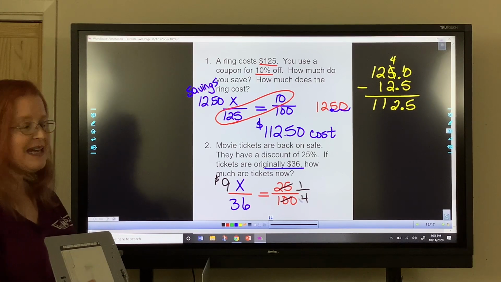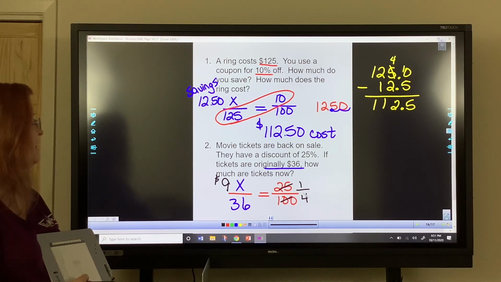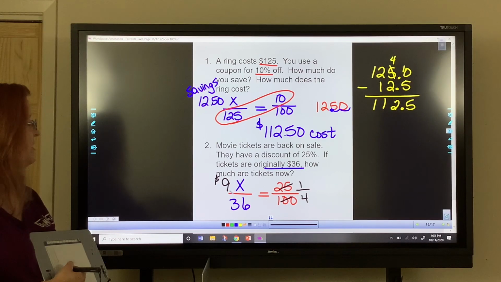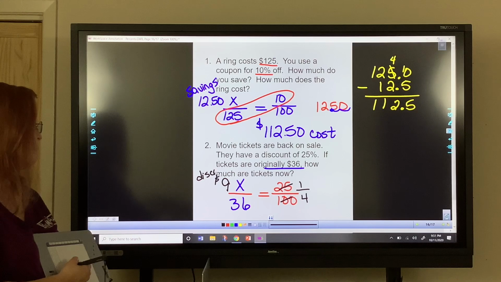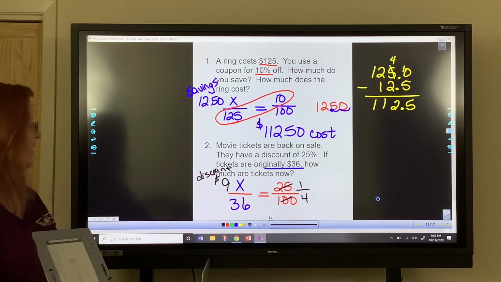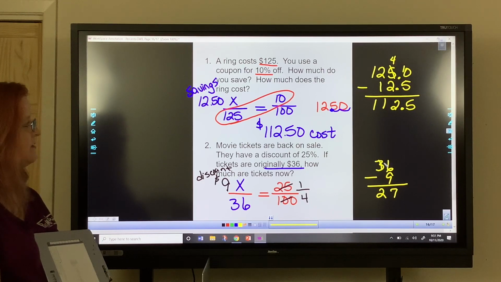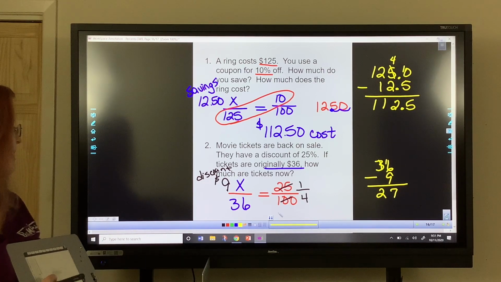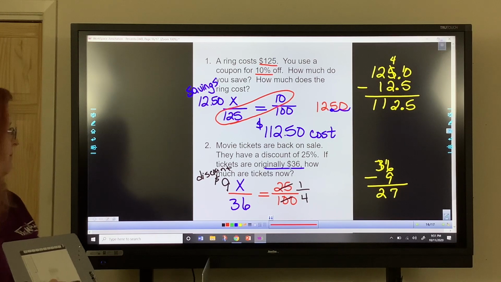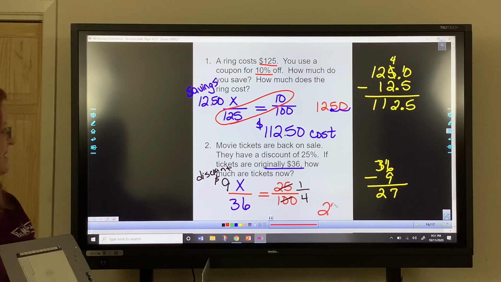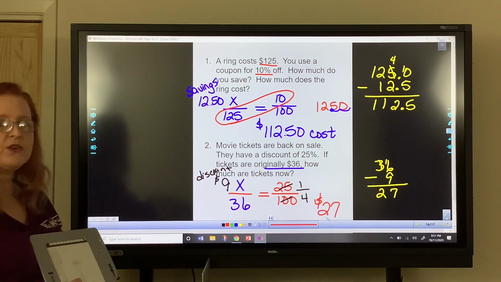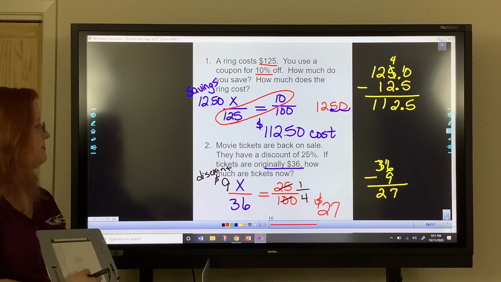Now again, that doesn't answer my problem, does it? That tells me that they are $9 off. That is my discount. And so I have to take 36 and subtract 9, and I get $27. And so my tickets are, how much are the tickets now? They are $27 now because they're on sale for 25% off.